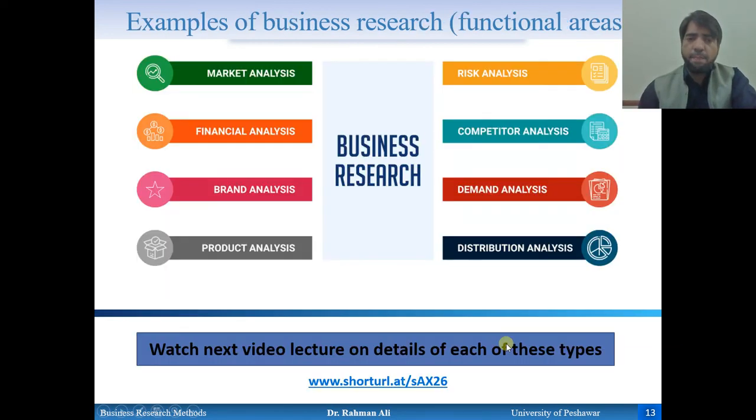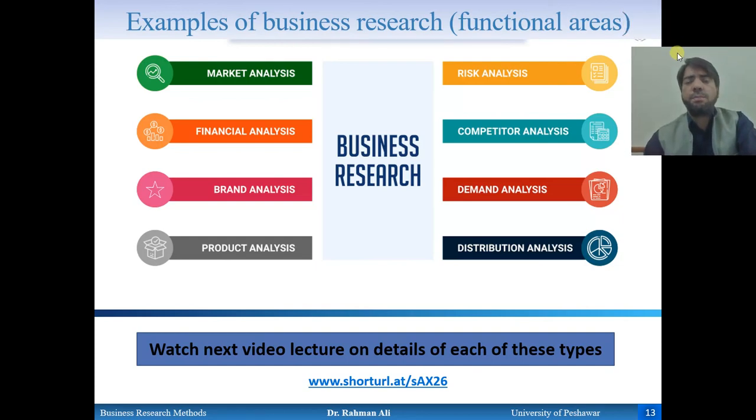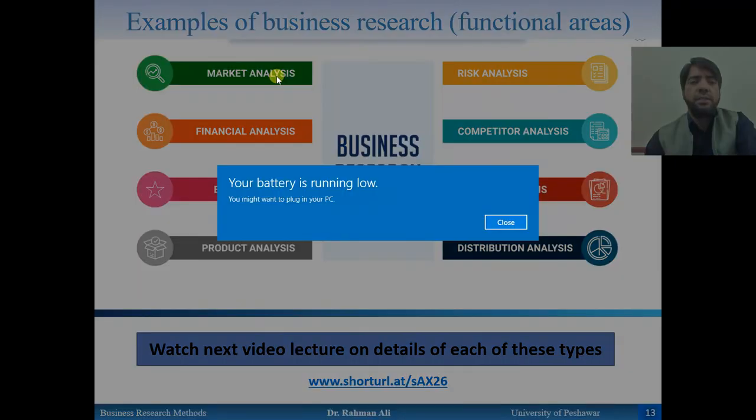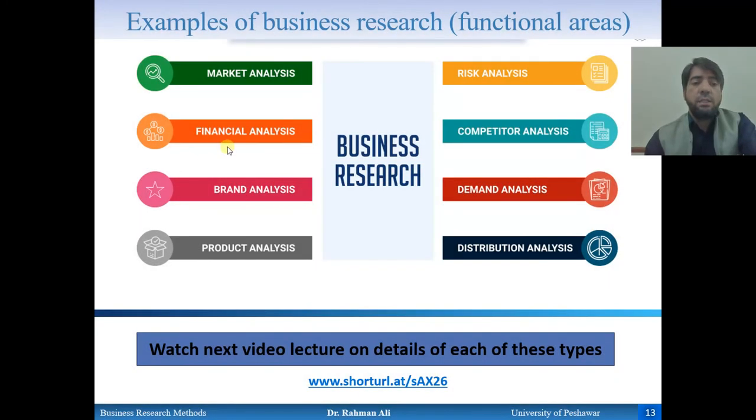Here we can just list some of the research areas from these functional areas. From marketing we can have marketing analysis as a research, financial analysis, brand analysis, production analysis, risk analysis, competitor analysis, demand analysis, distribution analysis. These are some of the research topics from the functional areas of business research. And we will have our next lecture on this.